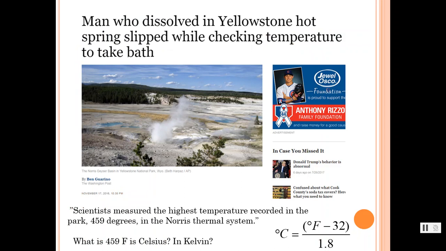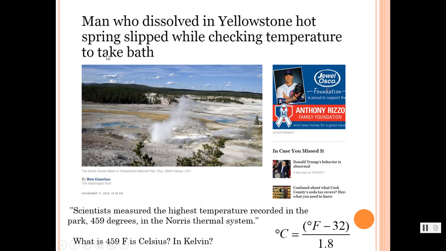I chose this example several years ago because it was right after my trip to Yellowstone, which is a wonderfully beautiful place. It's open back up now, so if you have a chance, I would really recommend going. It's quite a drive, but it's gorgeous. But someone was not very smart when he went to Yellowstone and decided to check the temperature to take a bath, and he lost his life, unfortunately.